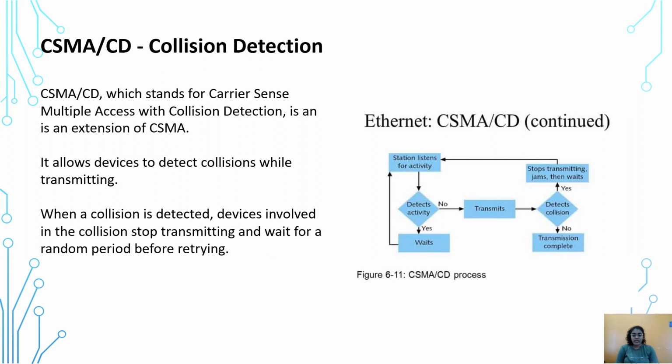Here we can see the CSMA-CD process. First, the station listens for activity. If there is no activity, then it transmits, and if a collision is detected, then it stops transmitting. If there is no collision, then it transmits completely.